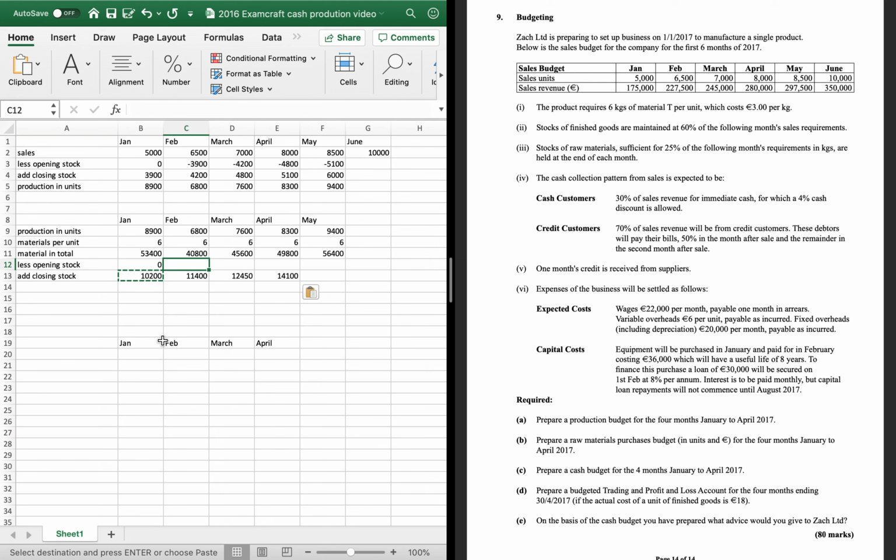Okay, it's the same process then. Whatever we finish January with, 10.2, we'll start February with. Whatever we finish February with, 11.4, we'll start March with. Whatever we finish March with, 12,450, we'll start April with. And we can stop at that point. We don't have to go into May. So that will give you your required purchases in kilos.